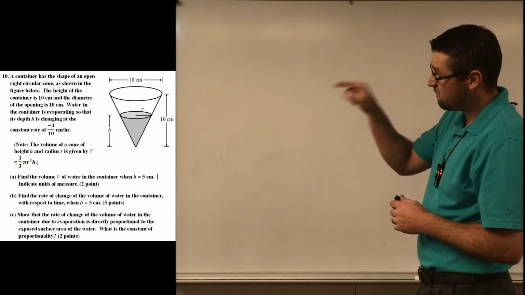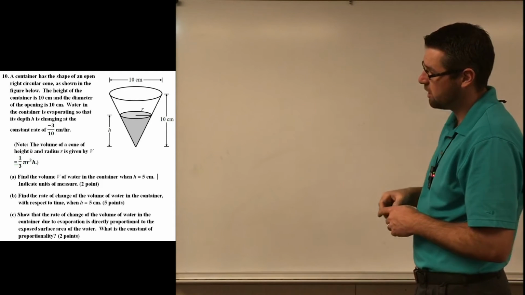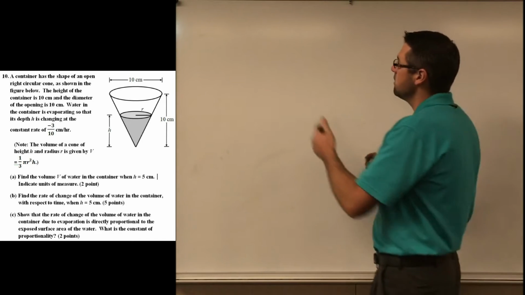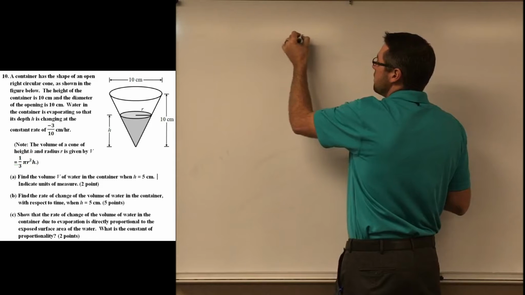Okay, so number 10, it gives you the volume of the cone, 1/3 pi r squared h. And then for part A, it just says find the volume when h equals 5. So that should be pretty easy.